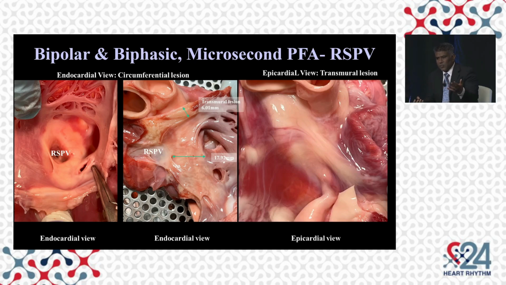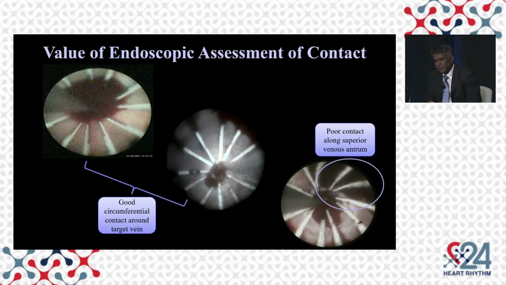This, it's difficult to appreciate if you've not been doing a lot of animal experiments, but the yellow area that you see to the right is transmural lesions across the Bachmann bundle on the roof of the LA, something that's traditionally quite difficult to do with any energy source.